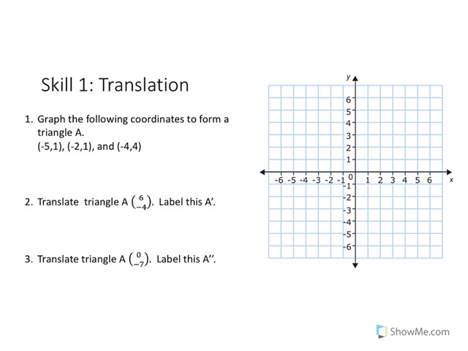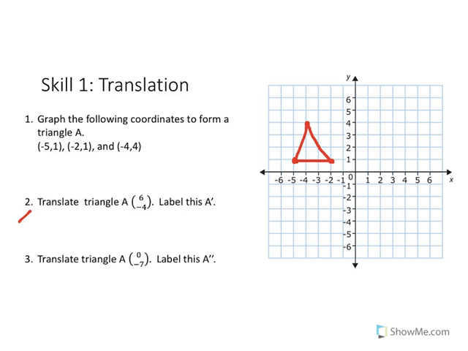So let's first look at translations. Step 1, we need you to graph the following coordinates to form a triangle A. So at this time, pause and do this part. So if you did this, you should have a triangle that has -5, 1, -2, 1, and -4, 4. And when you connect the dots, you have this triangle right there.